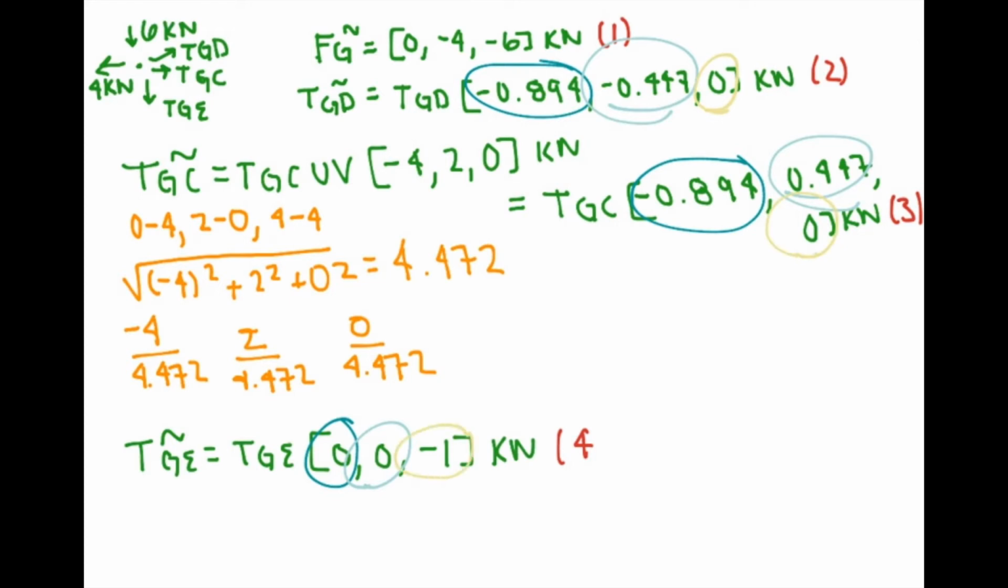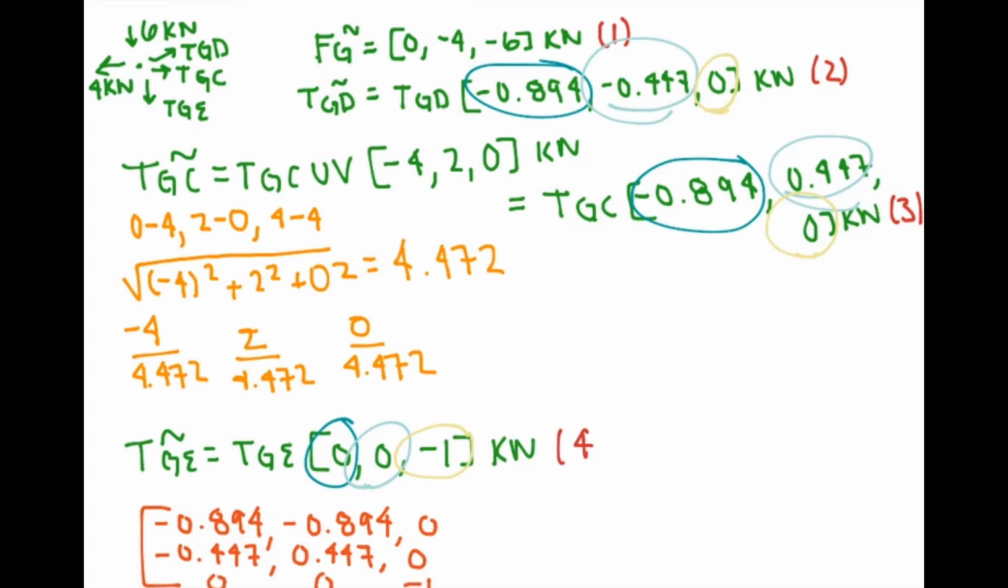So let's start by setting up our matrix. We're going to put in the first row all of the i's. Minus 0.894, then again negative 0.894, and finally 0. Then we'll have our j row, which will be minus 0.447, positive 0.447, and 0. Then finally, we'll have 0, 0, minus 1.